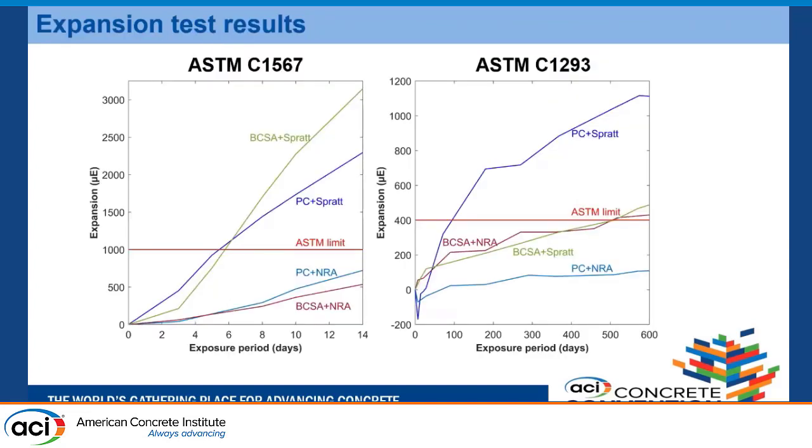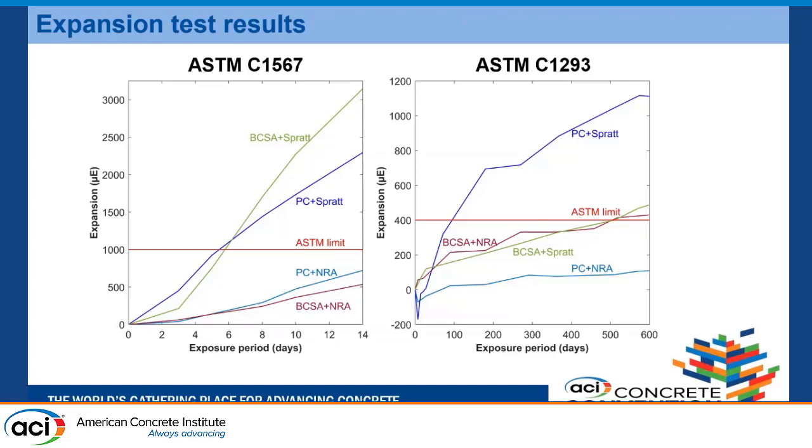So here are the results of the expansion test. Let's start with the accelerated test, which is on the left. The plot compares the exposure period and the expansion. By expansion, I mean the length change as a result of the test. For the accelerated test, you have an ASTM limit of 1000 microstrains. The specimens which cross the mark in the test period are considered to be ASR reactive.